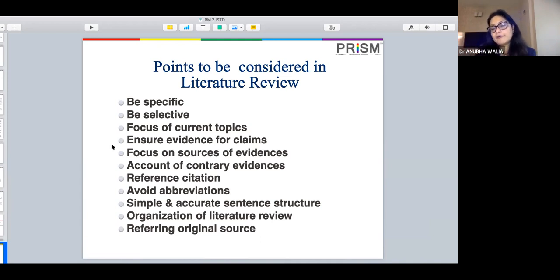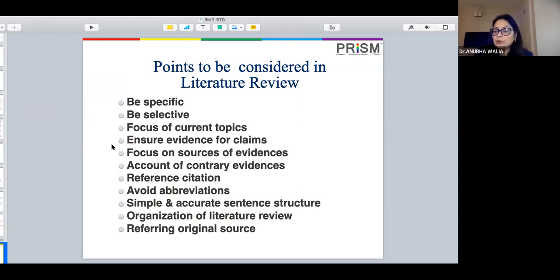Okay, ensure evidence for claims. You should focus on what support is given for claims made in the literature, what evidence there is, and what types, whether it is experimental, statistical, or anecdotal. Focus on the source of evidence. So ABDC journals, for example, ensure the reliability of the source of the evidence. So please ensure the authenticity, the historical records, the government documents, where are you getting it from? So reliability becomes very crucial.